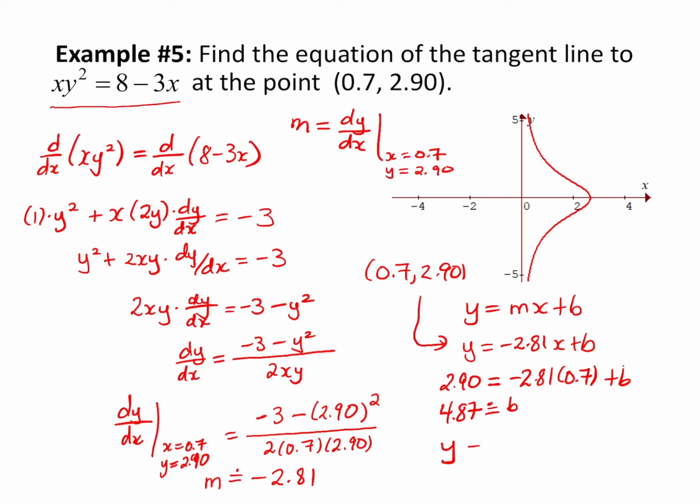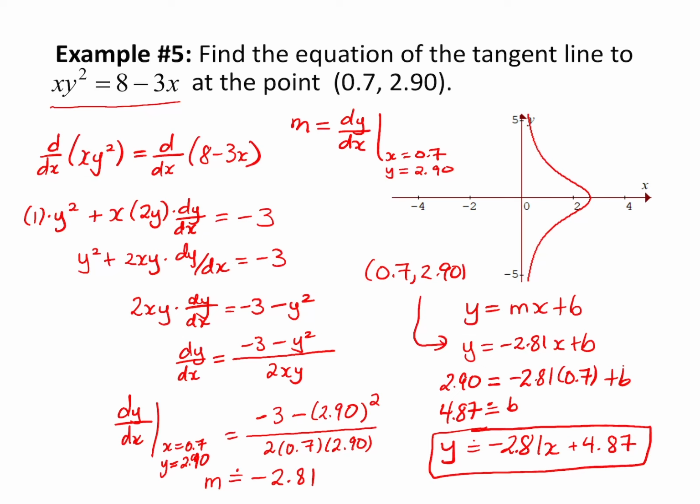So that is our y-intercept. That tells us that the equation of the tangent line to our curve at the point 0.7, 2.90 is given by y equals approximately negative 2.81x plus 4.87. So that's the equation of the tangent line to this implicitly defined relationship at the point 0.7, 2.90.